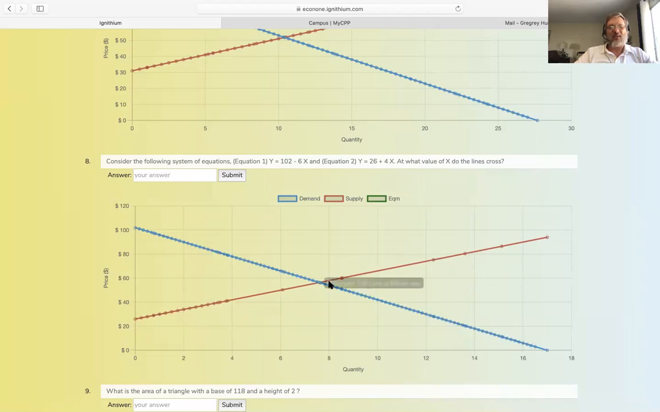So where do you think I would look here? In the middle. Yeah, in the middle. That's where they cross, right? And can you see that point where they cross? I don't know if you can see. There's a little green border, but we call it the equilibrium point. And then it's just asking for the value of x. Can you tell what's the value of x there?